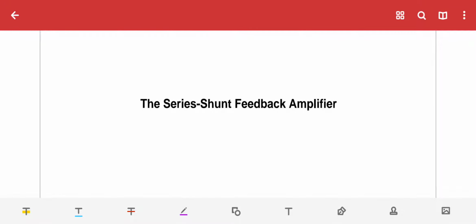Welcome all. Now we will see the series shunt feedback amplifier in detail. So here we will see the ideal structure of a series shunt feedback amplifier. Then we will see the expression for input resistance and output resistance with feedback. So first we will see the internal diagram of a series shunt feedback amplifier.